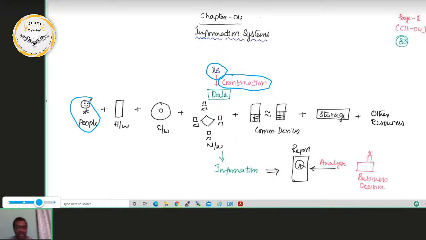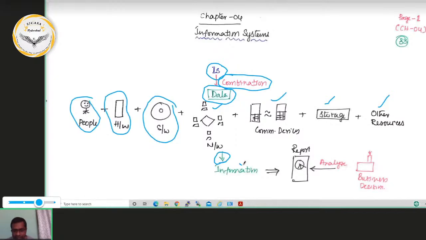So information system is a combination of people, hardware. Hardwares are nothing but any physical component. It's a combination of software, telecommunication network, communication devices, storage devices, and other resources. We take the data, and if you send this particular data through these particular components, it will be converted into information. And how is the information presented? Information is presented by way of a report, so that a business executive can analyze the data and take a business decision.